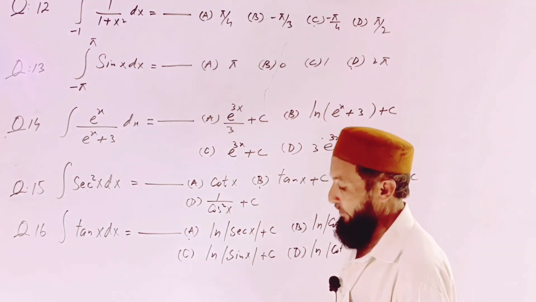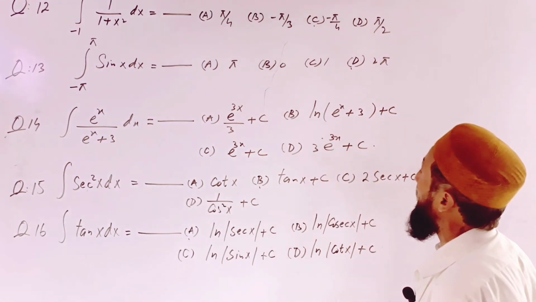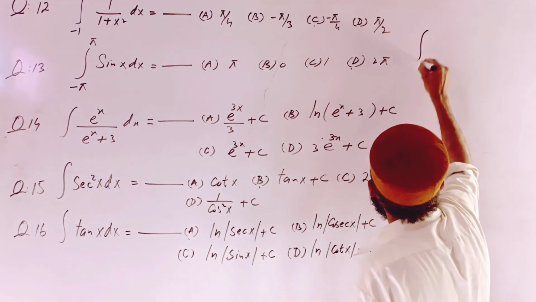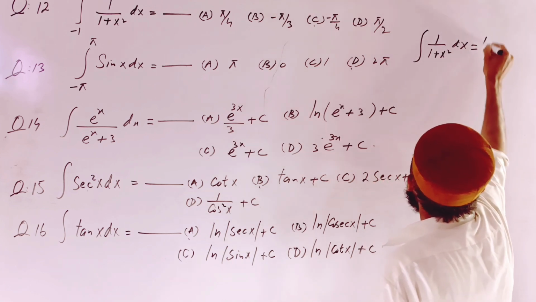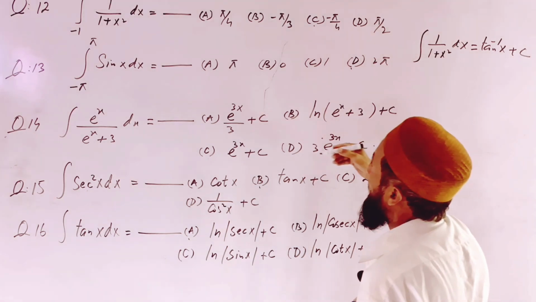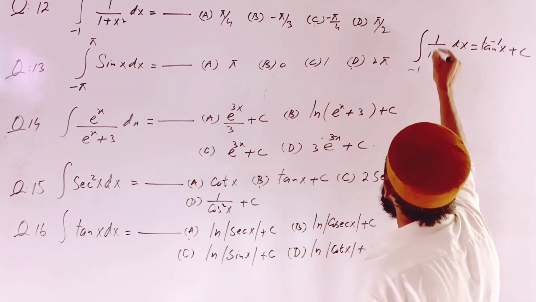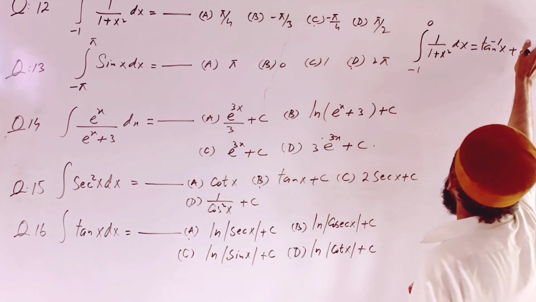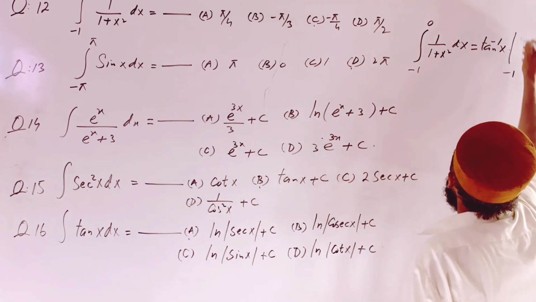Integration of 1 by 1 plus x square dx, as we know the formula, is tangent inverse x plus c. This is the formula, but the limits are already given, minus 1 and 0. So we ignore the constant term and put the limits minus 1 and 0.